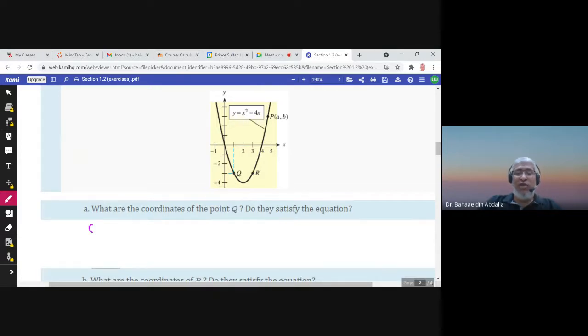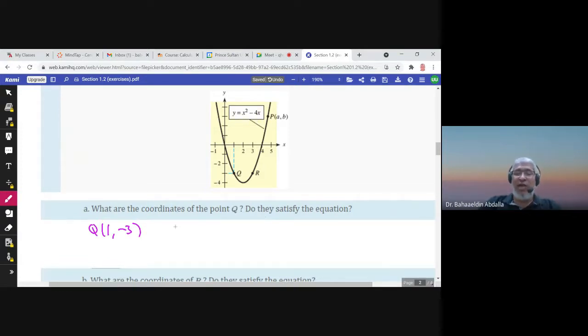To find the coordinates of the point Q, it has x and y coordinates. Well, for the x coordinate, I go to the x-axis, perpendicular line to the x-axis, I reach this number, which is 1. So the x coordinate of Q is 1. The y coordinate of Q is negative 3. So the coordinates of Q are 1 and negative 3.